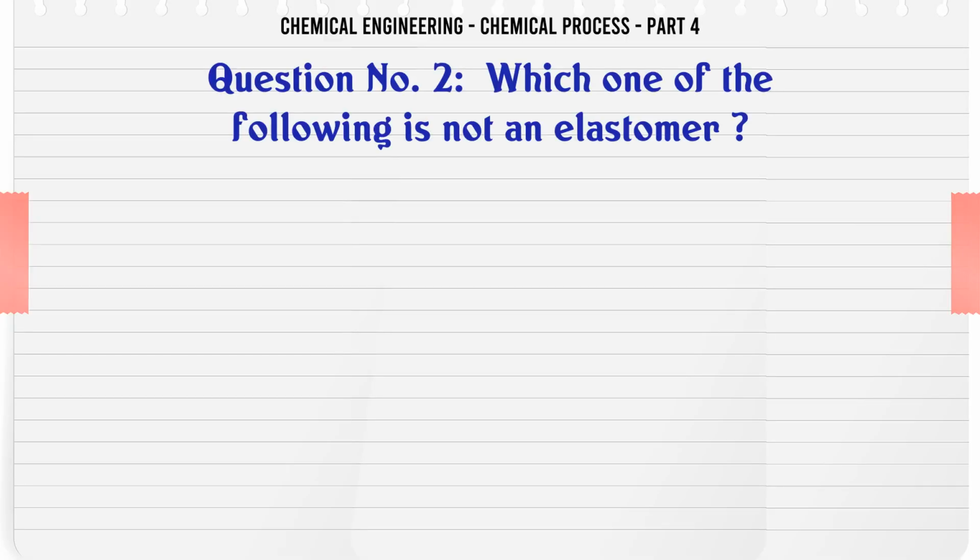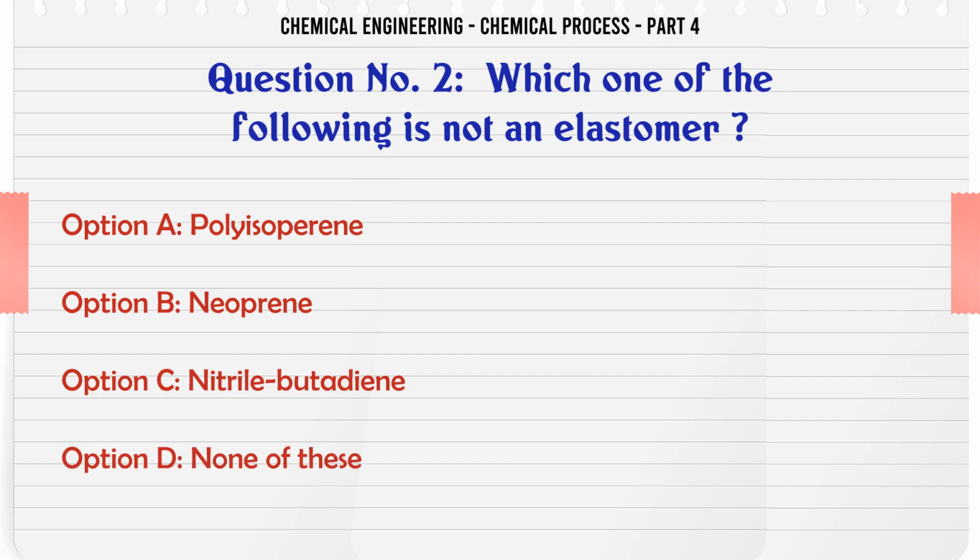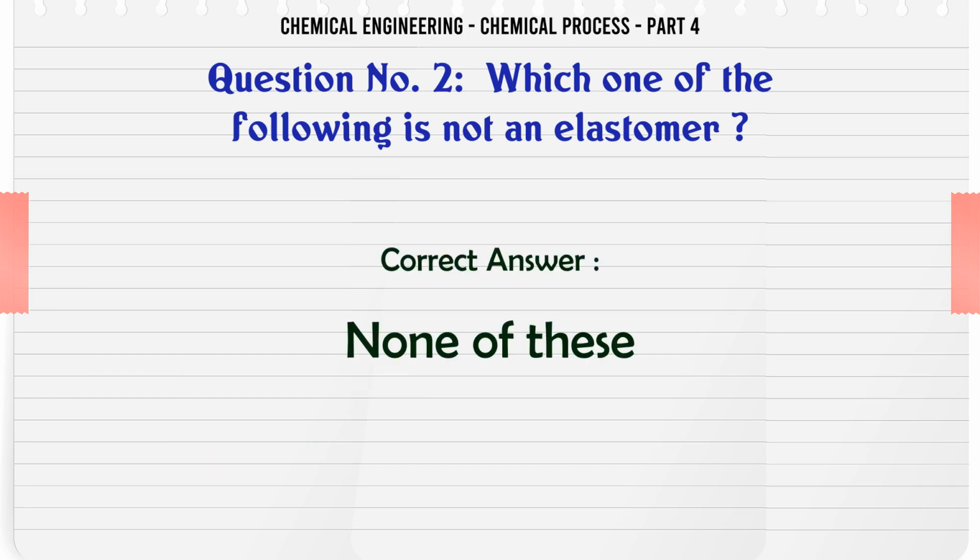Which one of the following is not an elastomer? A. Polyisoprene, B. Neoprene, C. Nitrile butadiene, D. None of these. The correct answer is none of these.